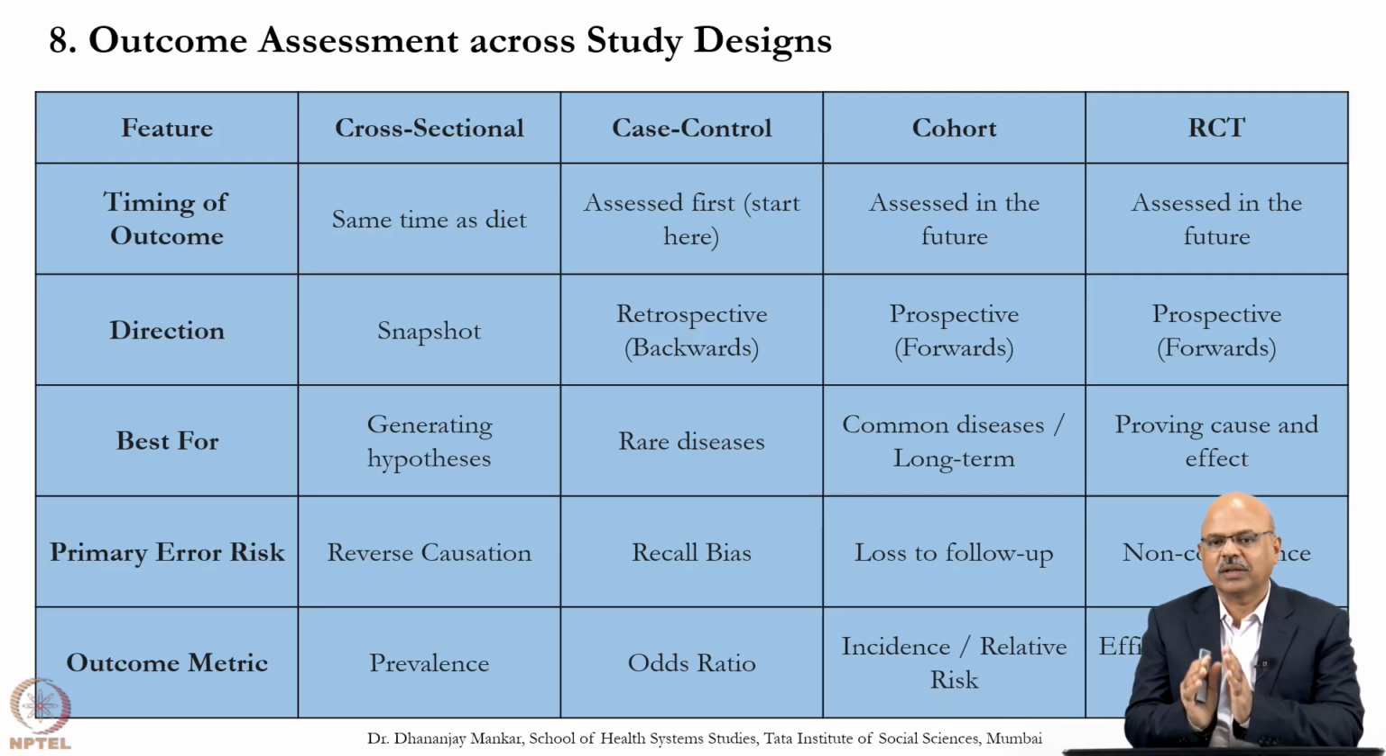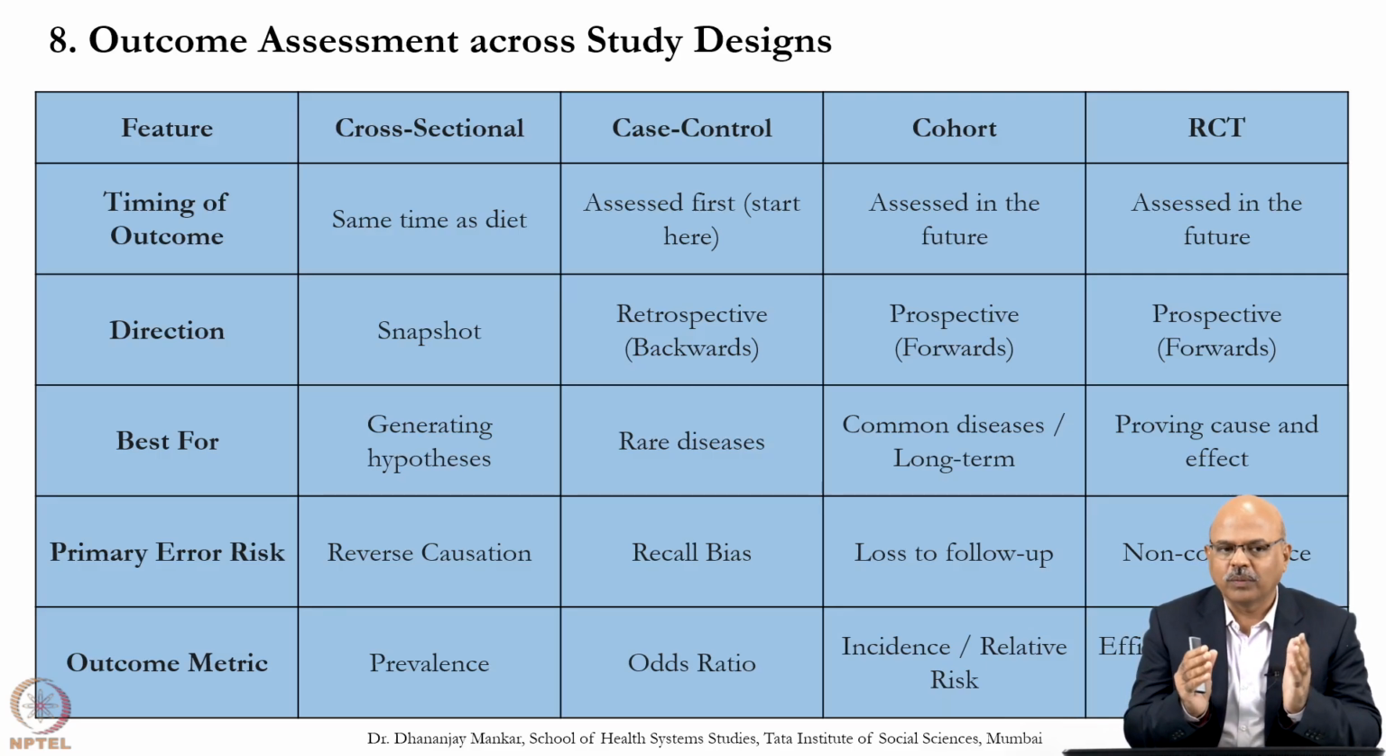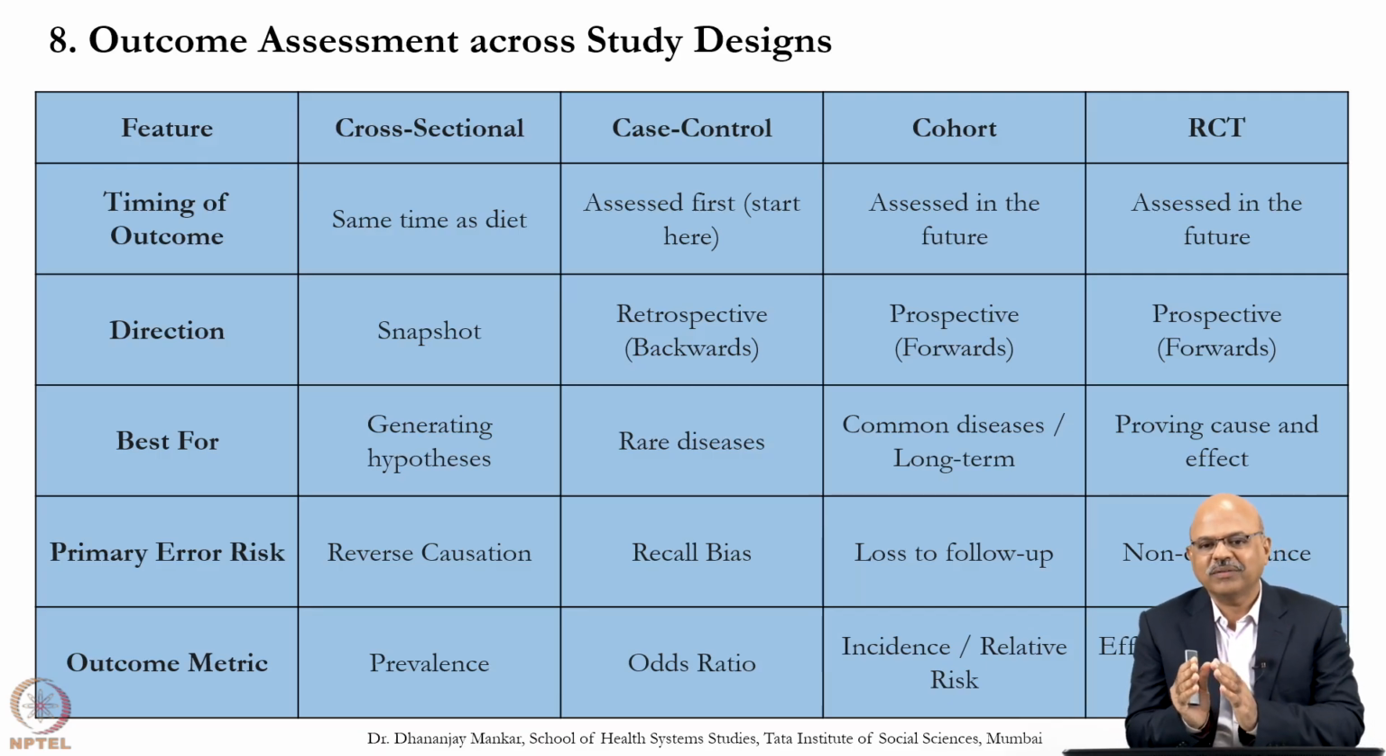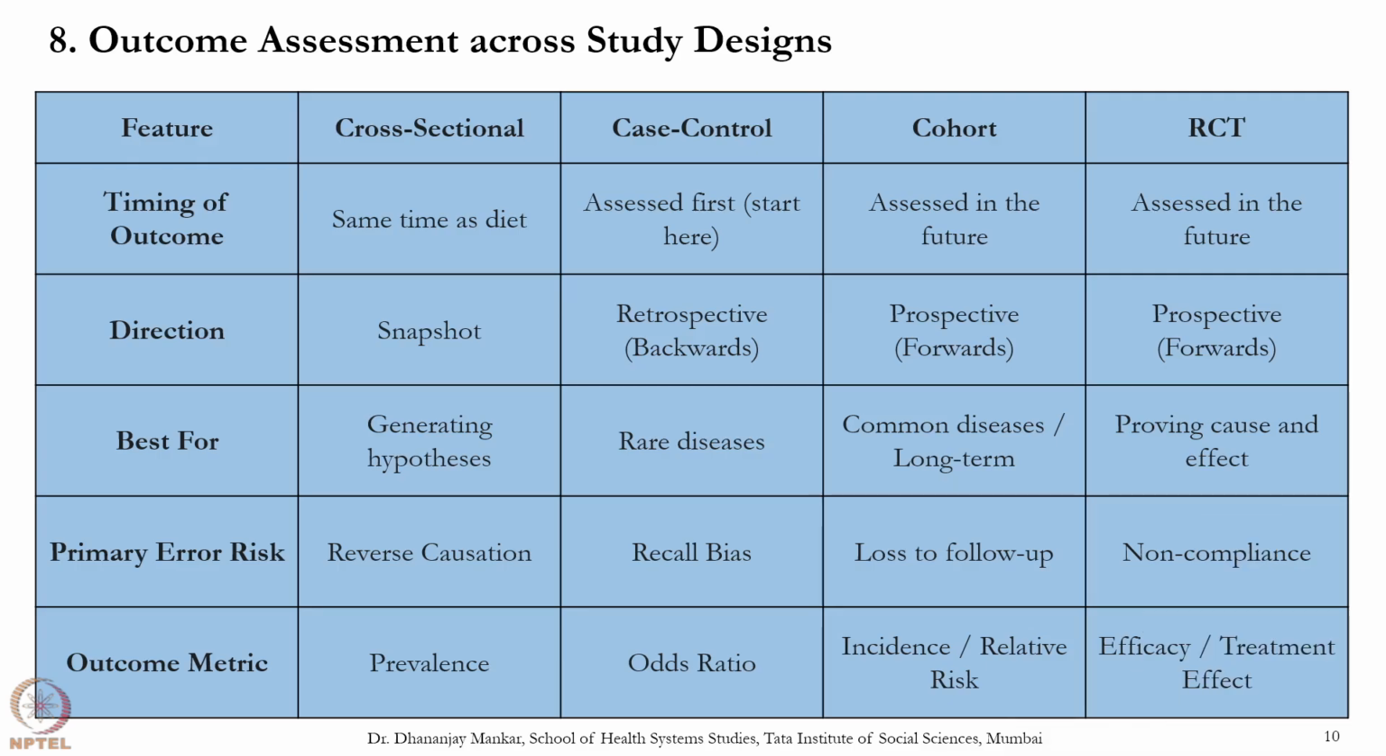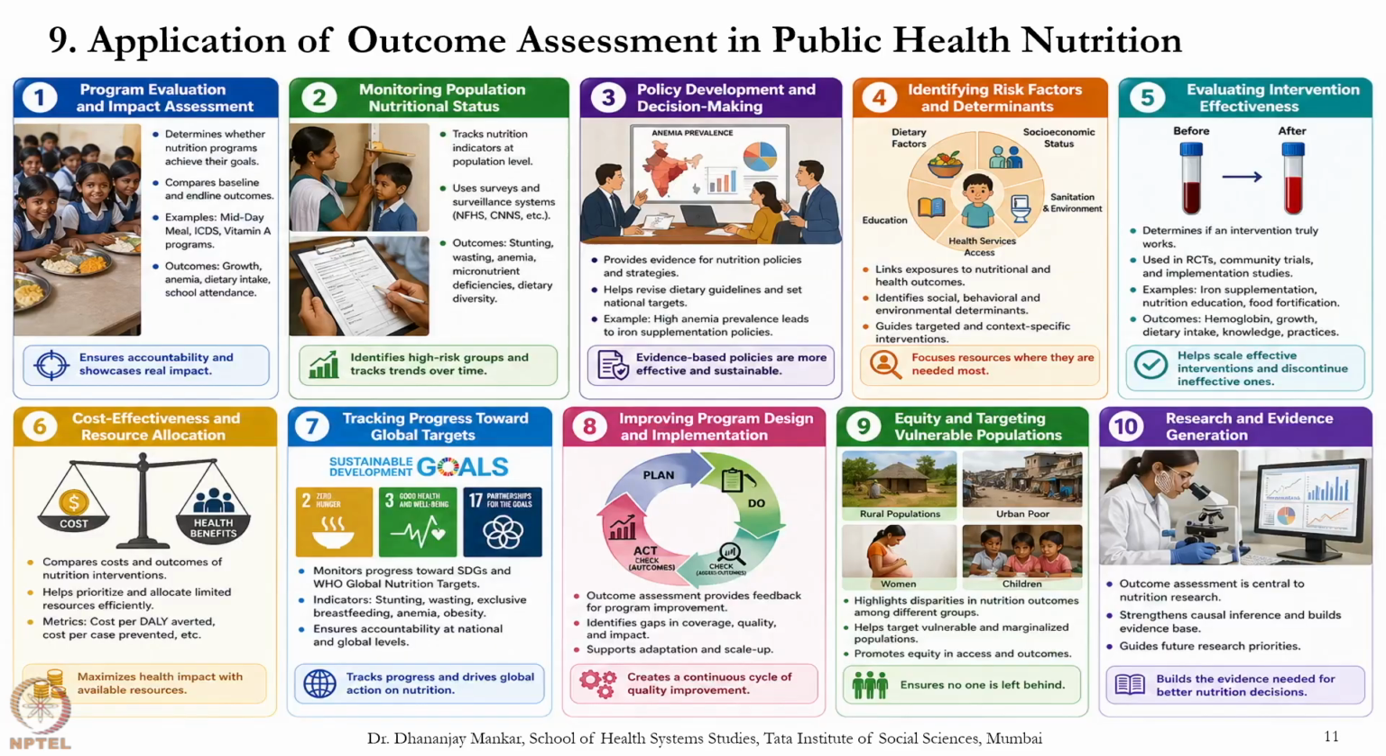For cohort, the outcome is assessed in the future, prospective, forwards in direction. It is best used for common diseases and long-term disease conditions, loss to follow-up is the primary risk, and incidence and relative risk are the outcome metrics. In RCT particularly, as stated previously, the outcome is assessed in the future, prospective and forwards, best for proving cause and effect, with non-compliance as the primary risk if participants are not adhering to it, and efficacy and treatment effects as the outcome metrics.